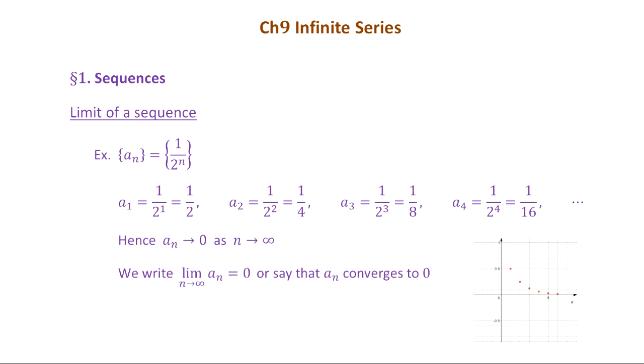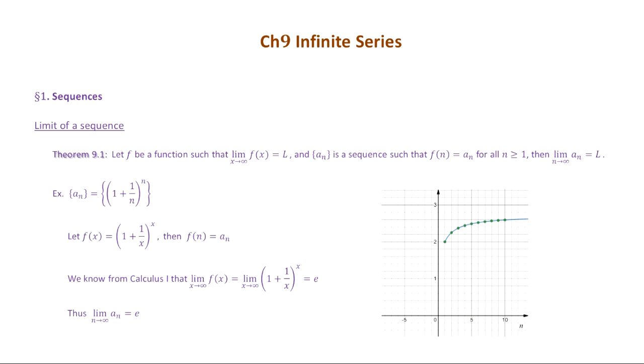So the limit of an is 0 as n approaches infinity, or we say that an converges to 0. All these numbers converge to 0. So that's the limit of the sequence. All right? Okay.